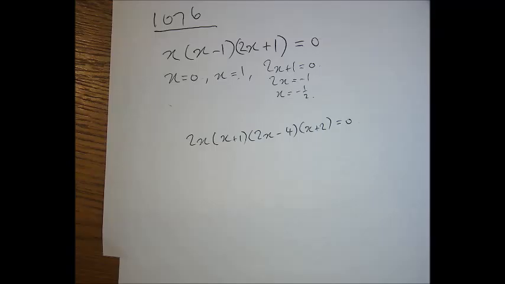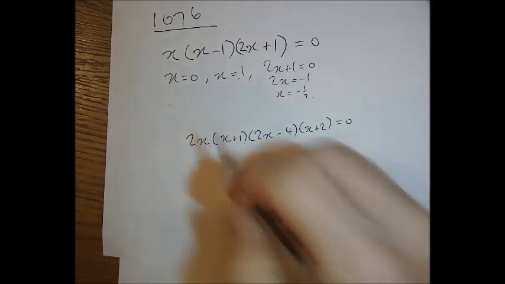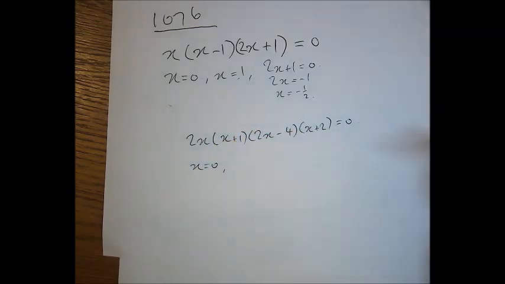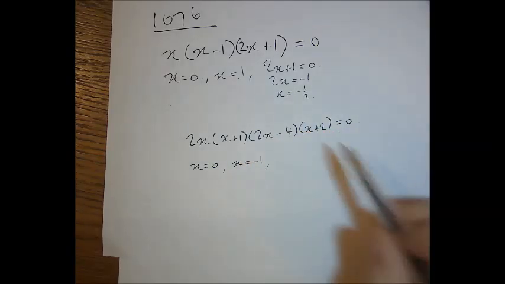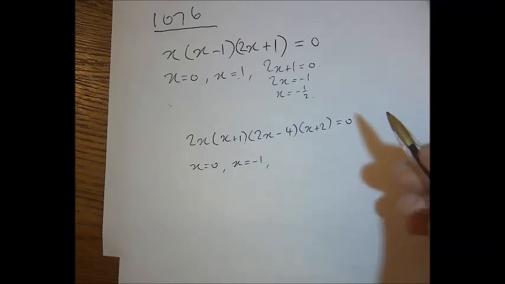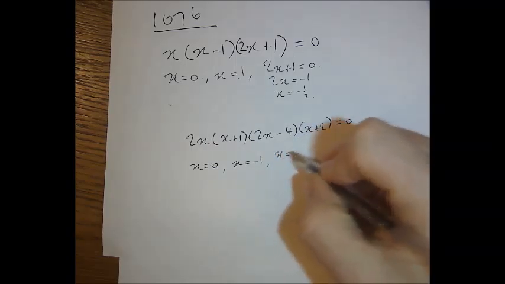Here there are four factors that are multiplying to give 0. So one option is for 2x to equal 0. In other words, x would be 0. Another would be for x plus 1 to be equal to 0. In other words, x equals negative 1. Third option is for 2x minus 4 to be equal to 0. In other words, x equals 2.